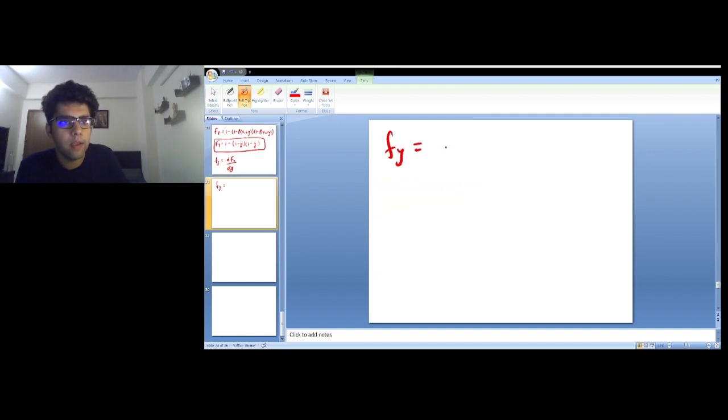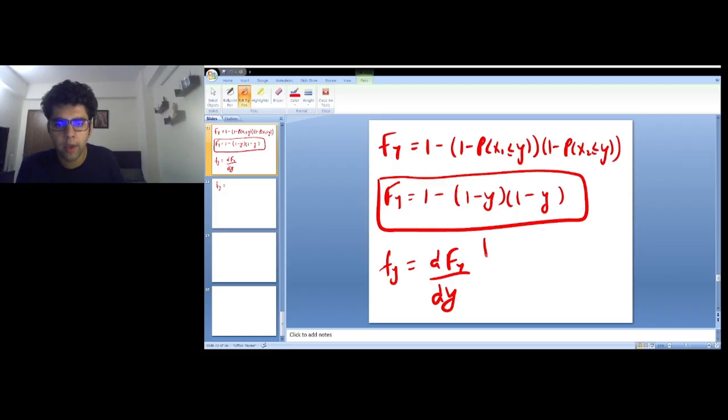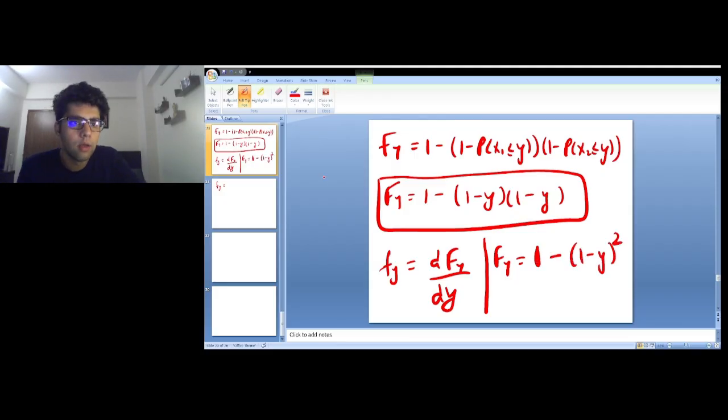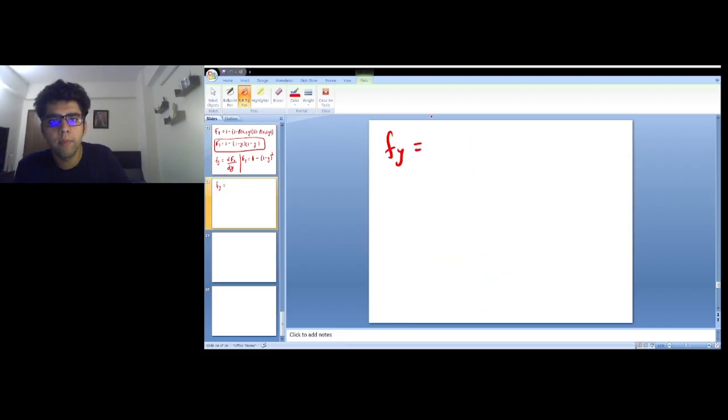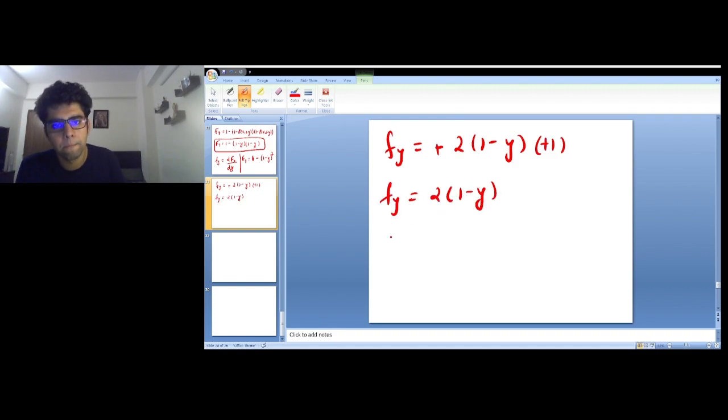Small f of y equals this whole F of y. If I multiply these terms, F of y is equal to 1 minus (1 minus y) whole square. Now I need to differentiate this. This gives me minus 2 times (1 minus y) times minus 1, so minus becomes plus. So f of y gives me 2 into (1 minus y).